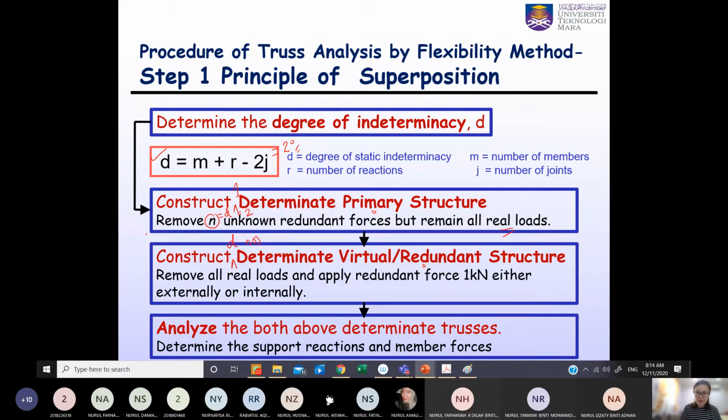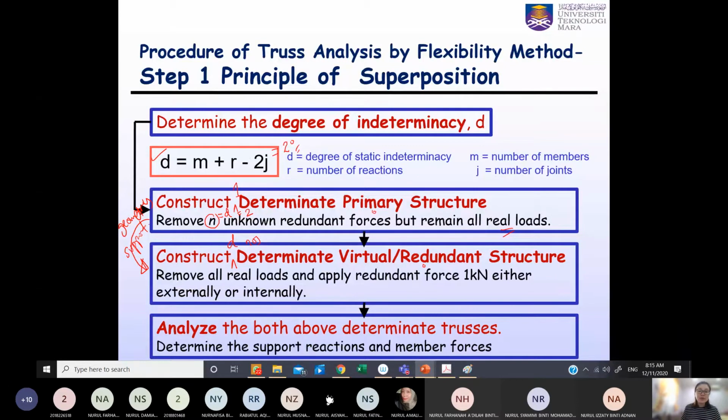So how about the geometry of the redundant structure? You can actually adopt whatever you have found from the primary structure. You can copy and put it in this redundant structure: the geometry and the support. Maybe I will write here the geometry and the support. It is exactly the same as the primary structure, in which these redundant forces have been removed.